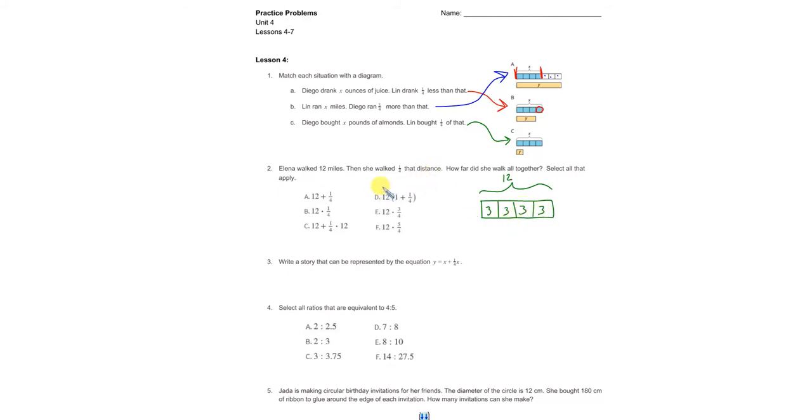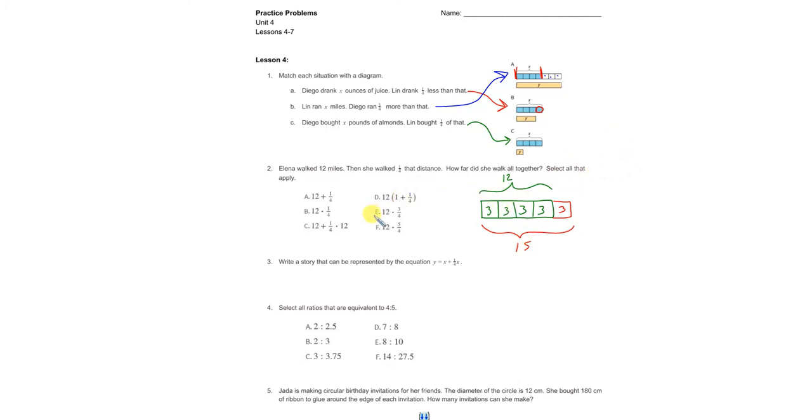It says that she walked a quarter of that distance. So if we were to draw Elena, a quarter of that distance extra, we would draw an extra 3 attached to it. So she would have walked a total of 12 plus 3, or 15 altogether. Okay, so this kind of diagrams what's happening here.